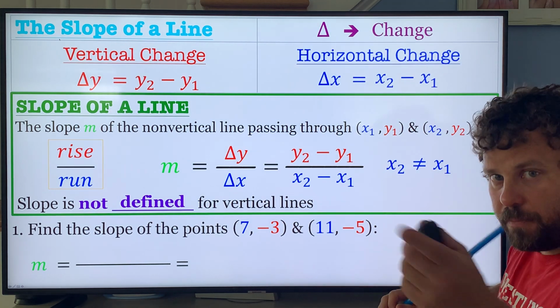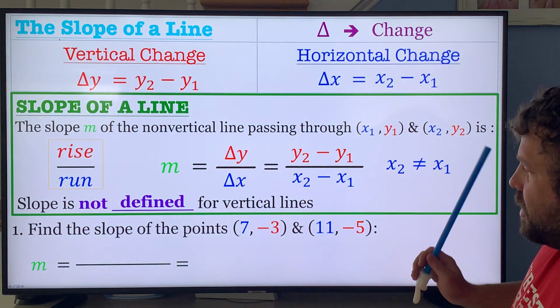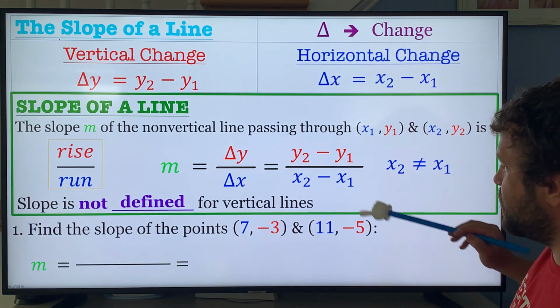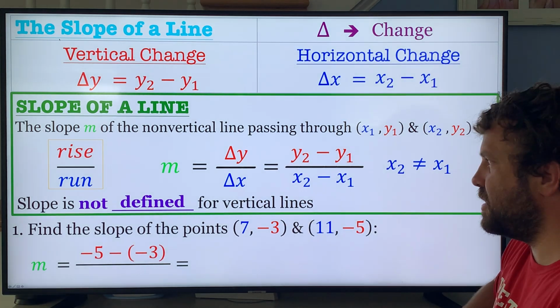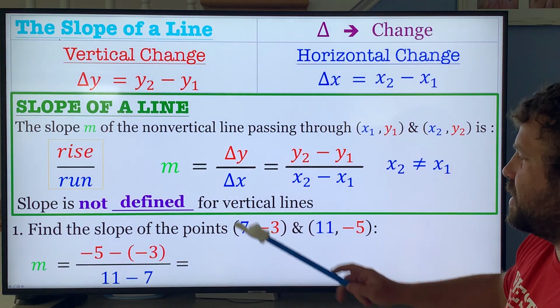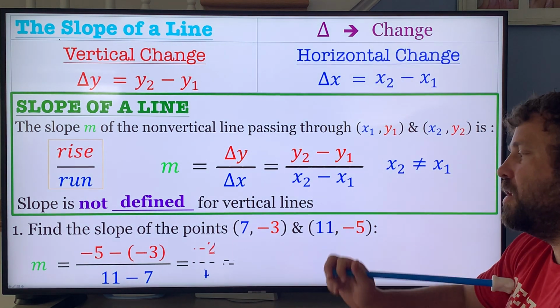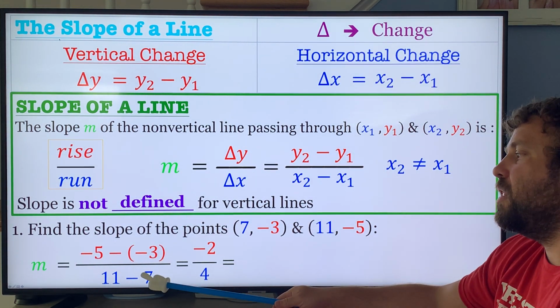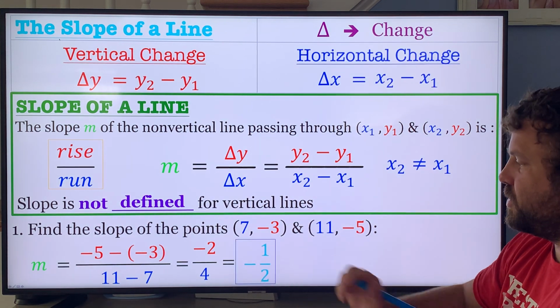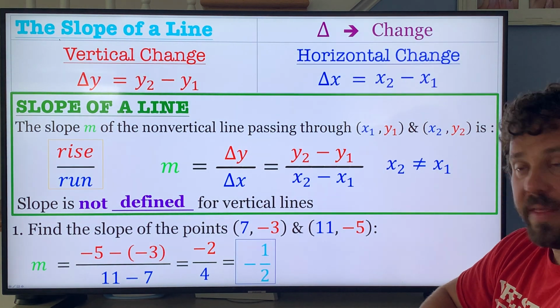Find the slope of these points. Very simple. Go. All right, let's look. y2 minus y1, negative 5 minus negative 3. x2 minus x1, 11 minus 3. Negative 5 plus 3, which is negative 2. 11 minus 7 is 4. Gives you negative 1/2. And that's it.